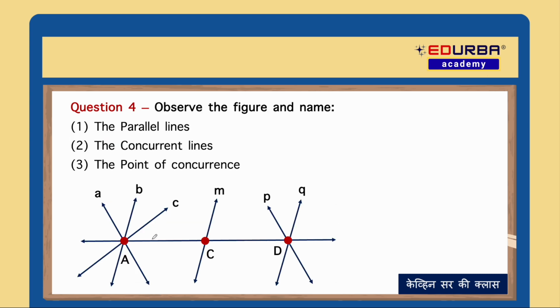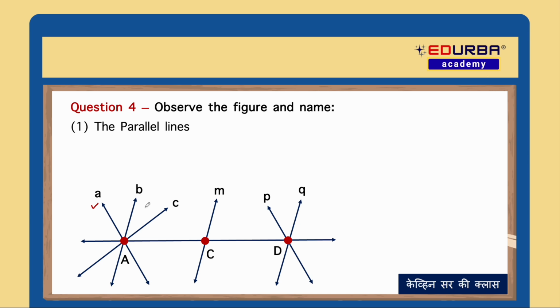The fourth question is, this figure is given to us and we have to name parallel lines, concurrent lines, and point of concurrence. So let's start one by one. The first one is we have to find out parallel lines. So we know that parallel lines, they are on the same plane and they never intersect each other even if we extend them in the direction of arrow.